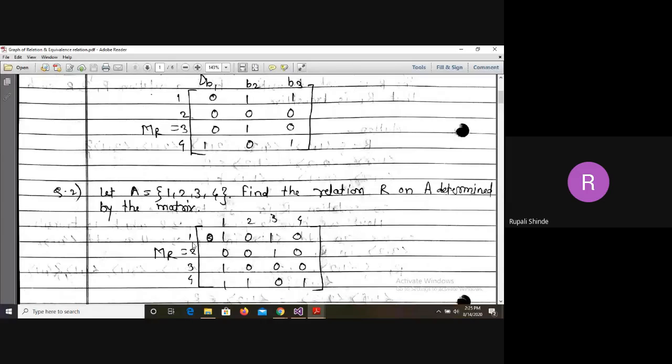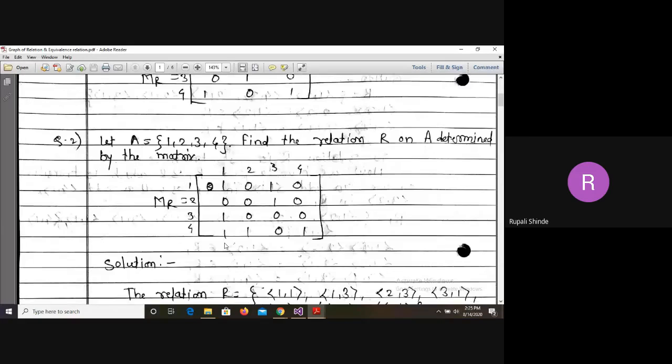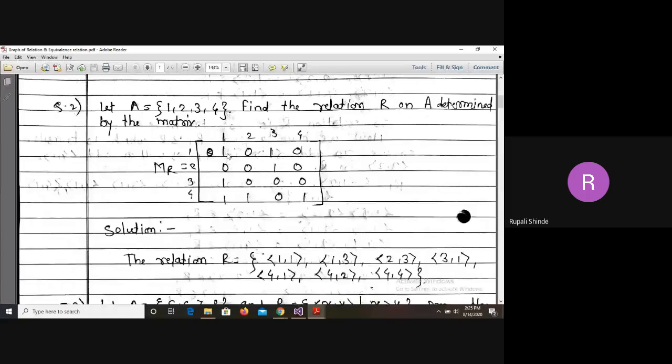Yes, correct. So wherever we have written 1 there, we have to take that as an ordered pair of the given relation. So 1 is here, here, here, here, and so on. For all these places we have to consider that the ordered pair is present in the relation. So (1, 1), (1, 3). Again for the second row (2, 3). Then third row (3, 1), and for the fourth row (4, 1), (4, 2) and (4, 4). So this is the relation for the given matrix. Good.